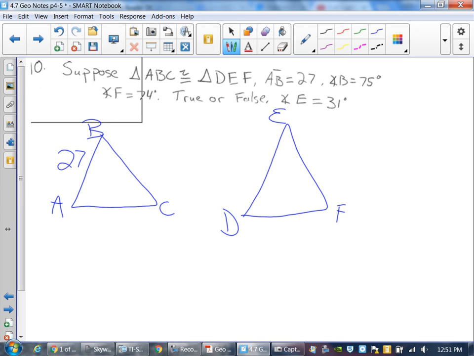Side length of 27, an angle of 75. Angle F is 74. Is E 31? Why? Good. E is congruent to V according to your congruency statement. These two have to match up. No. The answer is no. It is not.